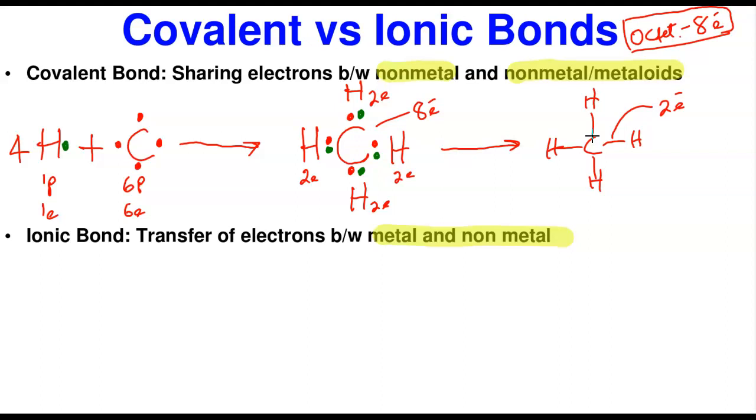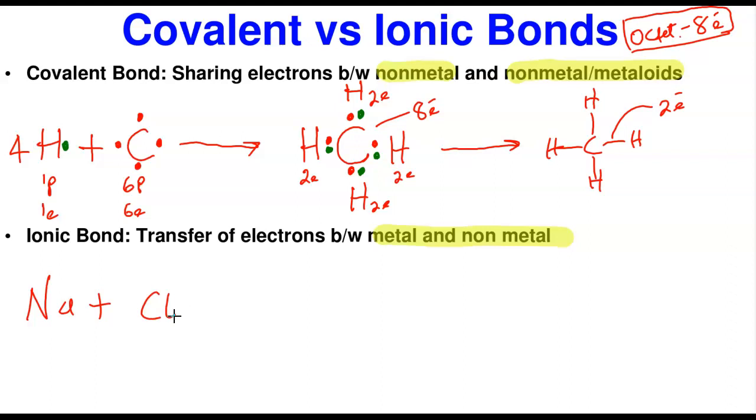What about ionic bonds? Ionic bonds, on the other hand, must be formed between a metal and a non-metal. That is what must happen in this case. So here I'm going to use the usual culprit, sodium and chlorine. I'm going to be using sodium plus chlorine to show you.